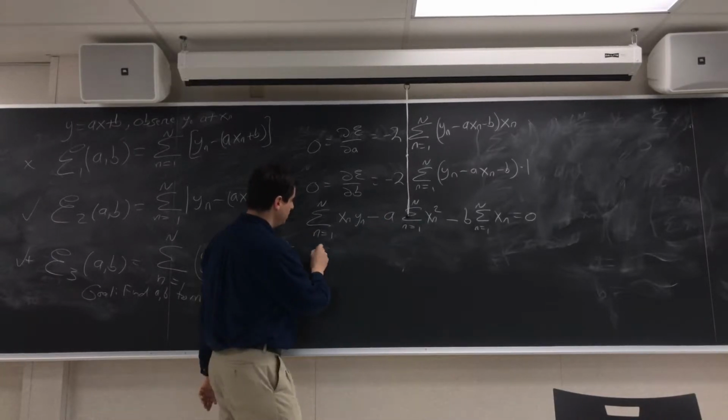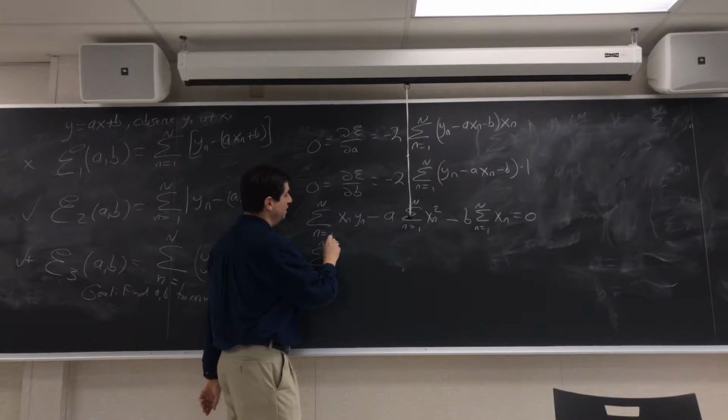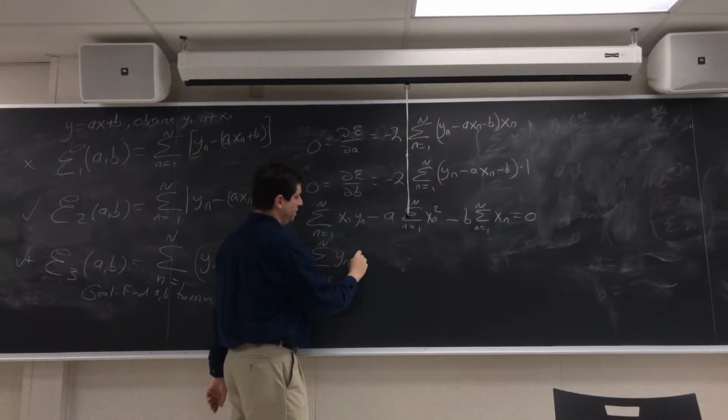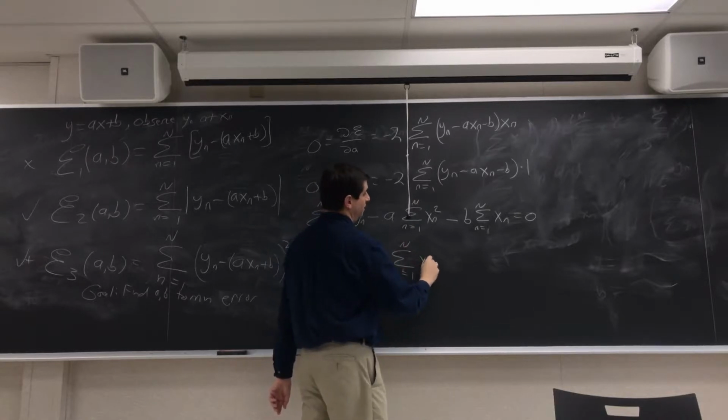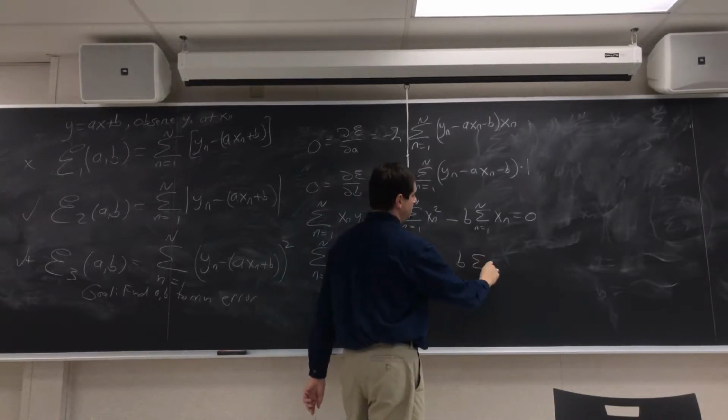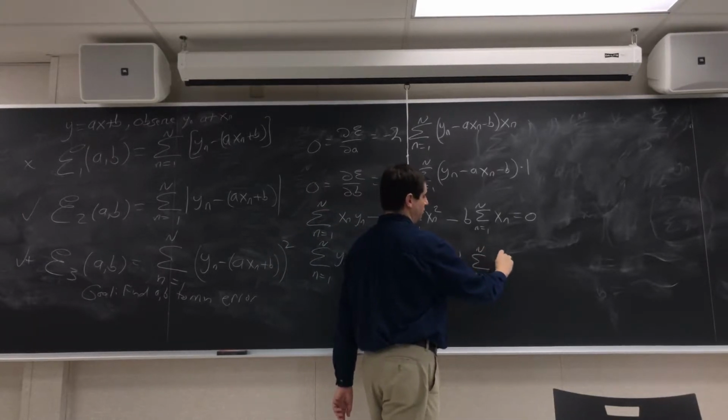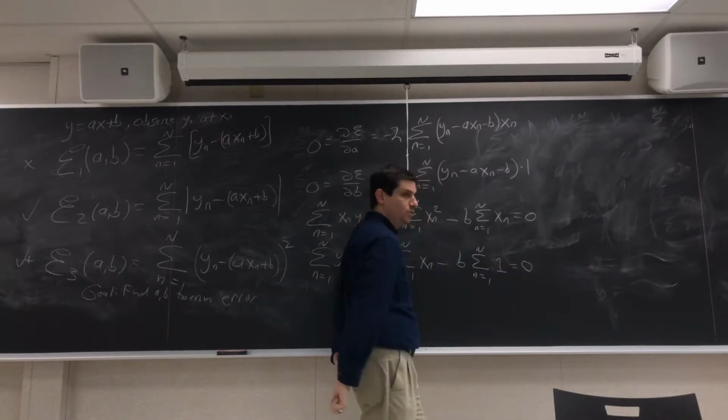So now we do the same for the other one. We get the sum, n goes from 1 to n, of yn, minus a, the sum, n goes from 1 to n, of xn, minus b, the sum, n goes from 1 to n, of 1, equals 0.